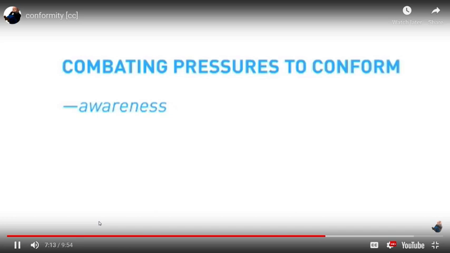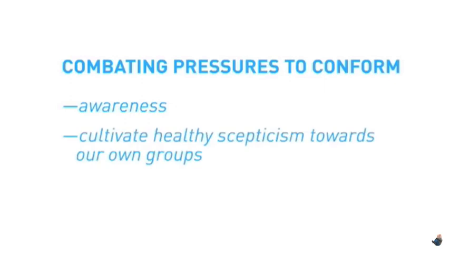Just knowing about Asch's experiment makes us less susceptible as potential subjects of similar experiments. The more aware we are of our vulnerability to conform on any level, the better we're able to defend against it. It's easier to be skeptical towards groups we don't belong to or that we've broken away from. But conformity really kicks in with the groups we identify with.